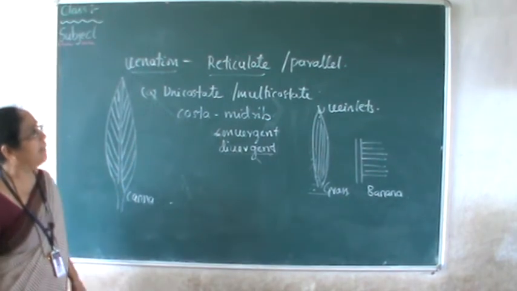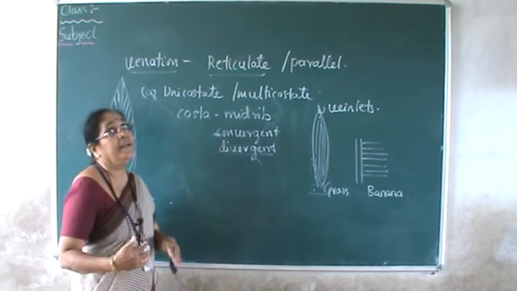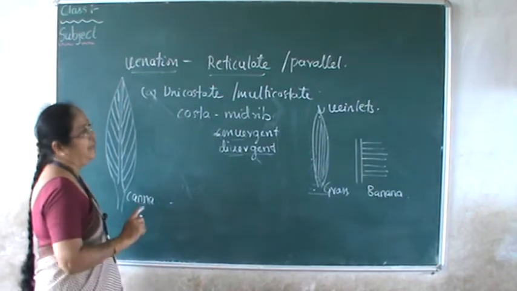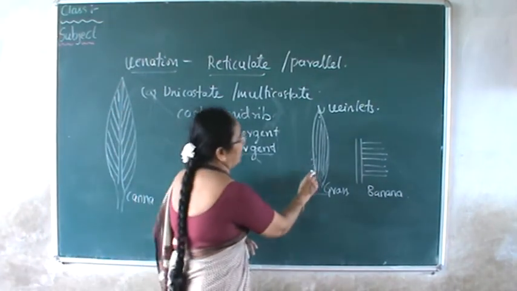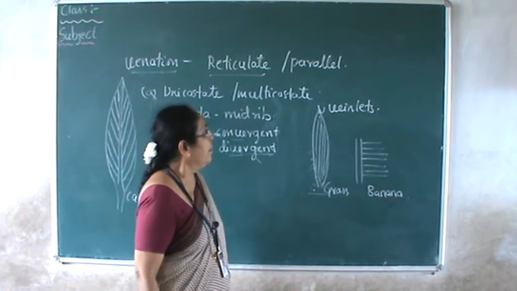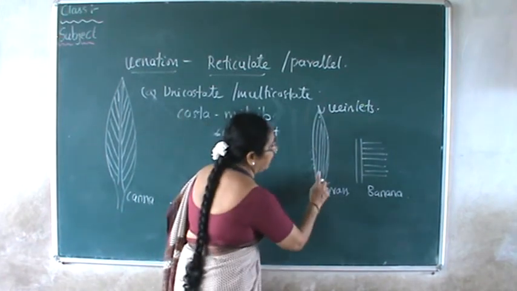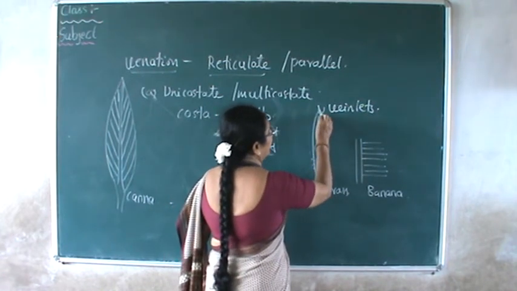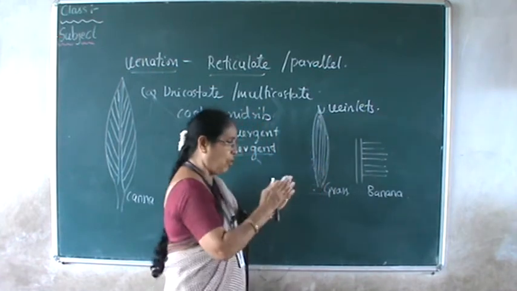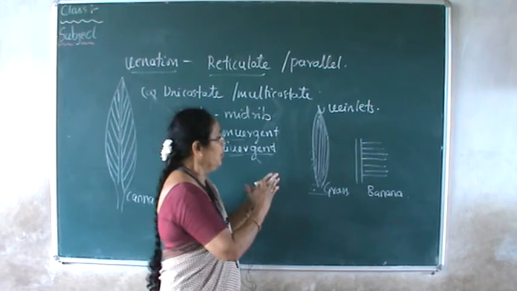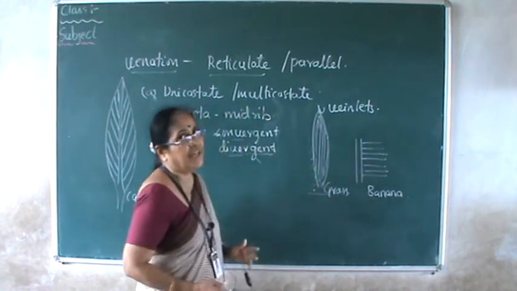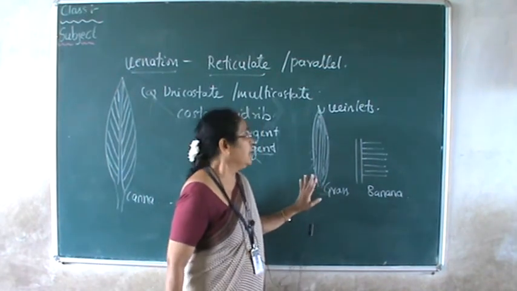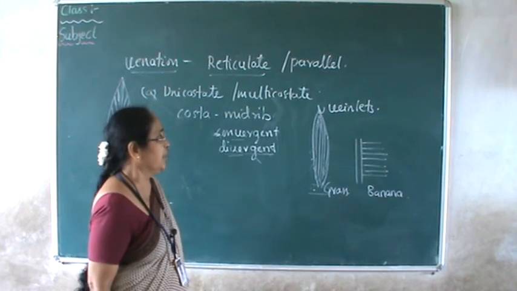Then the next is the multicostate type, and in multicostate again two types, the convergent and divergent type, the same terminology. Multicostate convergent type, again, this is the example. Bamboo or grass leaf is an example for multicostate convergent type because the midrib-like structures are more than one here and they are equally strong, they run parallel to each other and they are converging at the apex like this. All are converging at the leaf apex. So this is an example found in bamboo or in grasses. The leaf is described as multicostate convergent type.